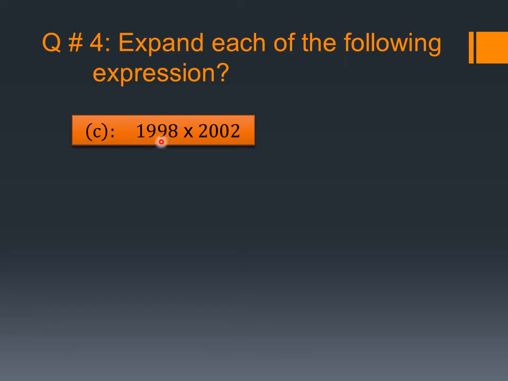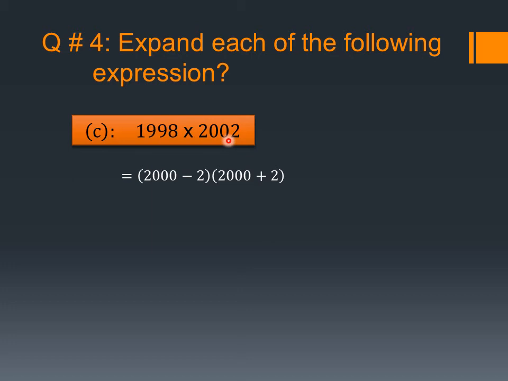So again we are going to change or alter the question given as we have done in part A and B. 1998, what is the nearest hundred? The nearest hundred or the nearest thousand is 2000. And 2002, the nearest thousand is also 2000. So can I write 2000 minus 2 and 2000 plus 2 in separate brackets? Brackets show the multiplication. 1998 is 2000 minus 2, we will get the answer 1998, and 2000 plus 2, we will get the answer 2002. So now we have changed the question somehow to apply the formula.